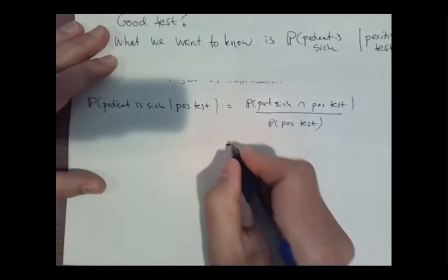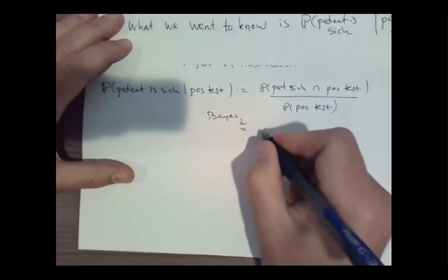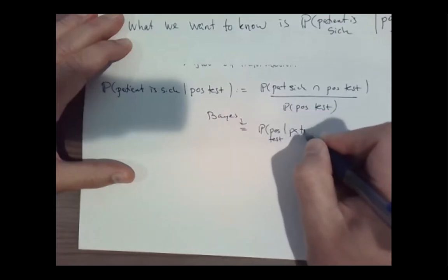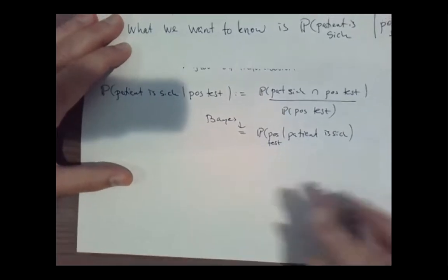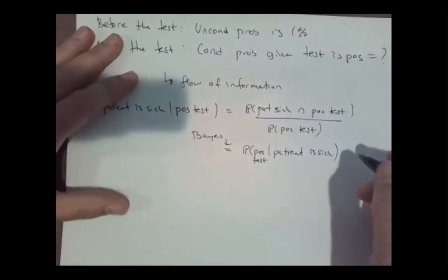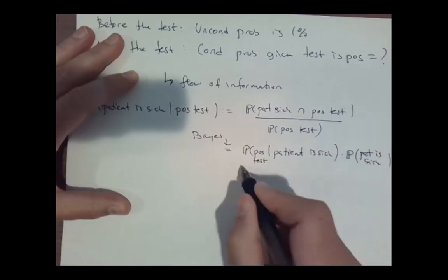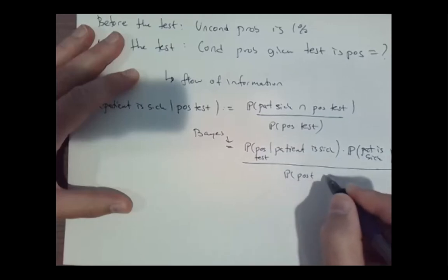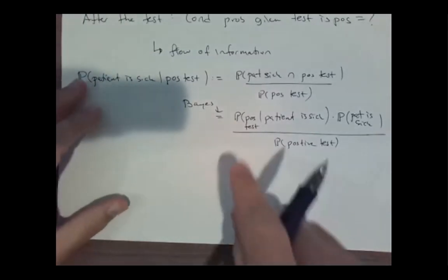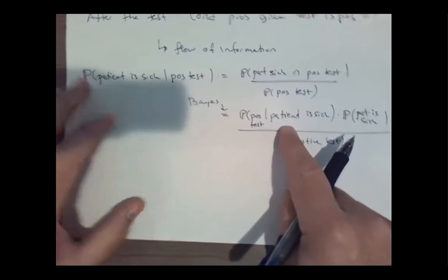And so here comes Bayes' rule. But you can flip these two and compute this as P of positive test given that the patient is sick, and then we have to multiply onto that probability the probability that the patient is sick, and then divide by the probability of a positive test. So that was Bayes' rule. This is what you're given: that was a 90% probability, and you're interested in the other one.